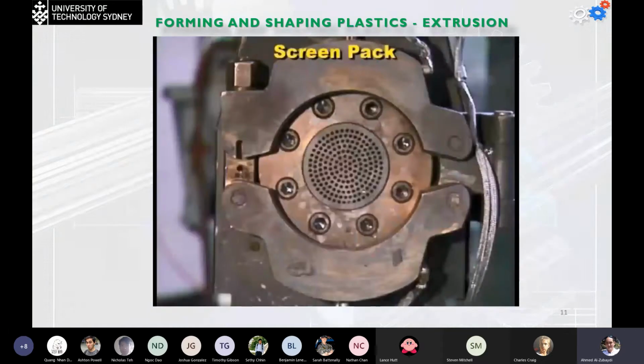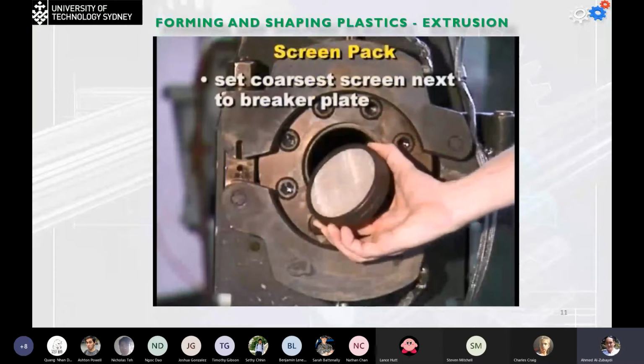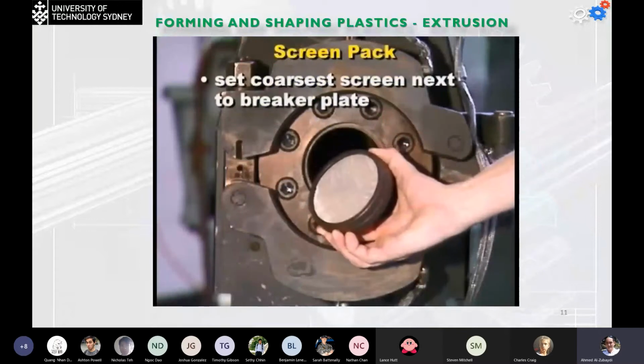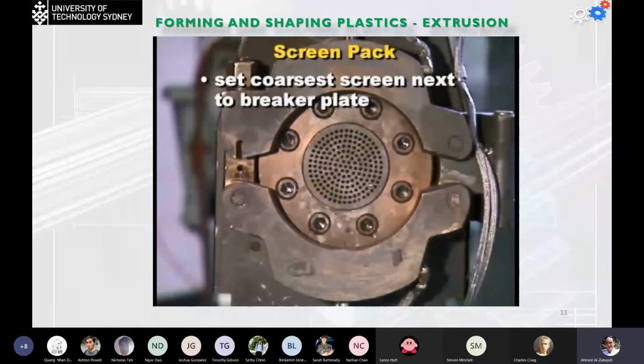The screen pack must be set in place with the coarsest screen next to the breaker plate, so each screen can support a finer one. Otherwise, the pressure difference may break the screens, contaminating the product and possibly doing permanent damage to the die.